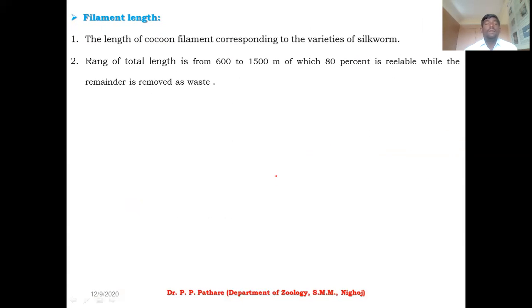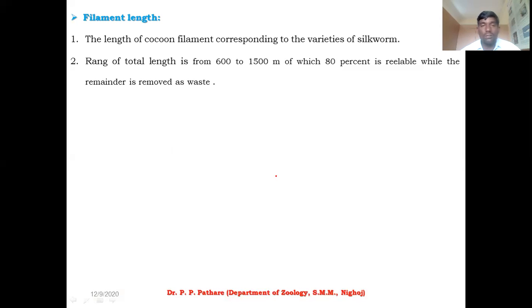Now next one, that is filament length. Again, these are some minor characteristics of cocoons. The length of cocoon filament corresponds to the variety of silkworm. If you take hybrid varieties or hybrid races for rearing of silkworm, you ultimately get long silk thread. So if you want long silk thread, always keep in mind which species has the ability to produce long thread, and select them.